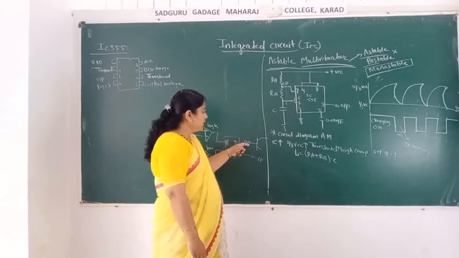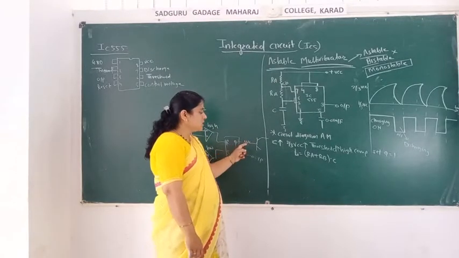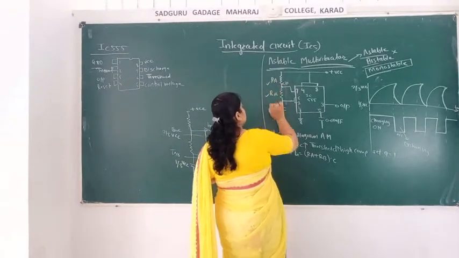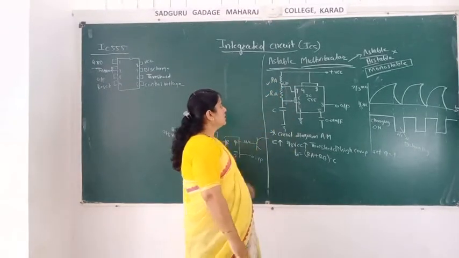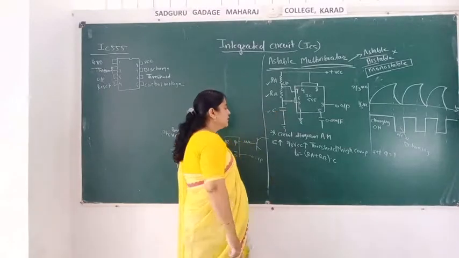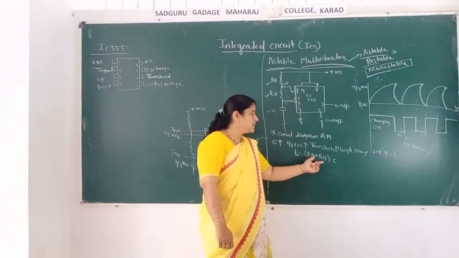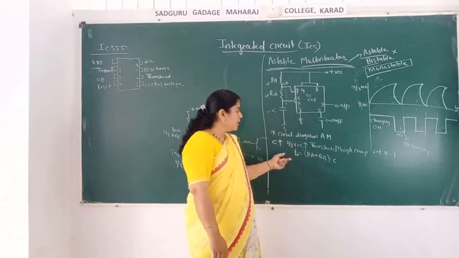What happens? This capacitor will be charged through this transistor, and it depends on this resistor, or the charging time depends on RA, RB and this C. Therefore, the charging time for the capacitor is T1 equal to RA plus RB times C. What happens here?